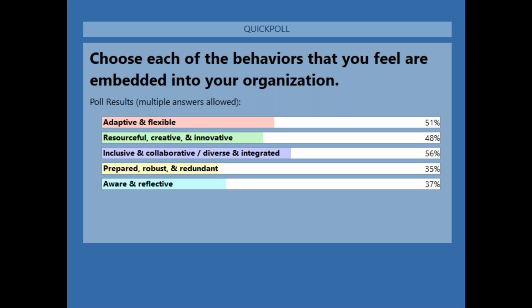And it's not surprising that aware and reflective gets the least. We never have time to reflect on anything. It seems like we're always rushing.